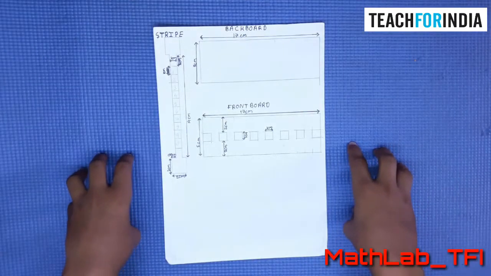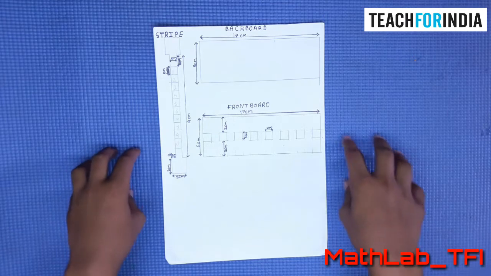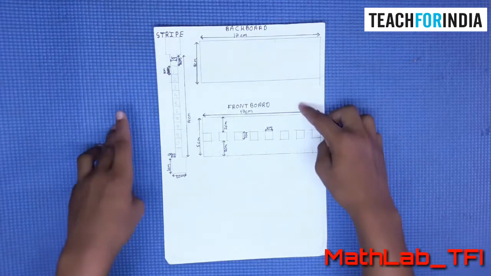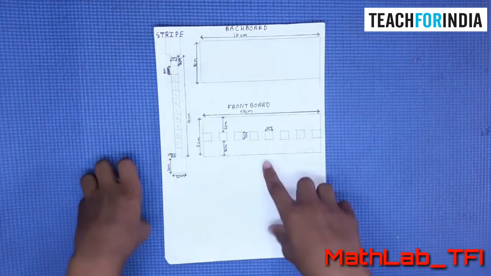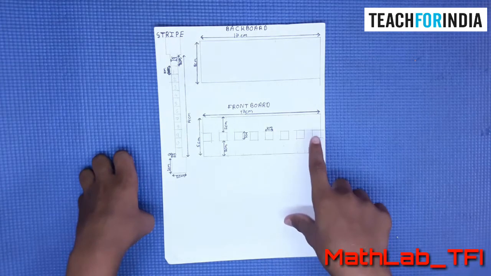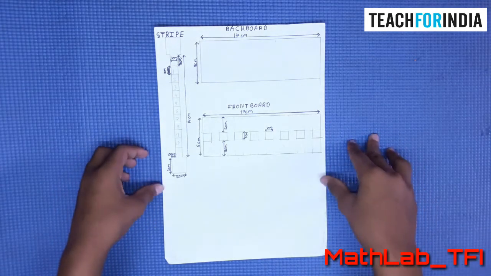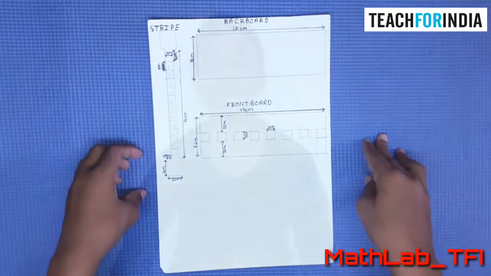I have used paper, cardboard and chart paper to make all these components. Here are the strip, backboard and front board. Here are all the measurements I have written on this paper with these components. If you want to make it, you can also make it using these measurements, or you can use other measurements.